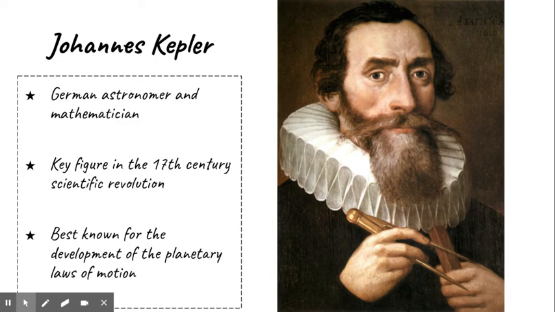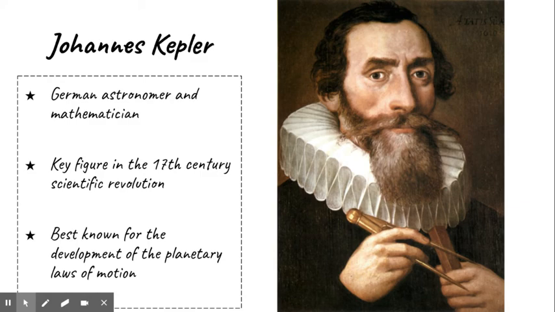Johannes Kepler is a German astronomer and mathematician. He was a key figure in the 17th century scientific revolution. And what happened in the scientific revolution is that the church controlled many of the ideals, believing in just the heavens and what they would call the underworld and just earth.